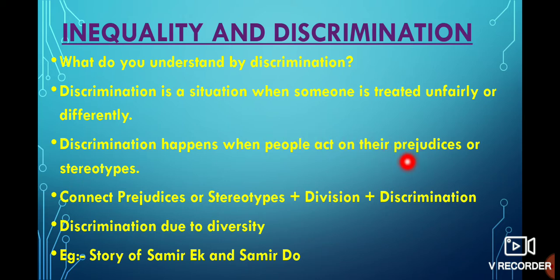Now, what is the meaning of prejudice and a stereotype? We have learnt already. So, let's connect prejudice and stereotype with discrimination. If you remember, in the first chapter, we learned the story of Samir Ek and Samir Do. They had the same name, Samir, and were of the same age, but they belonged to different religions and different economic backgrounds. One was going to school, one was illiterate. So this is a beautiful example of discrimination due to diversity.